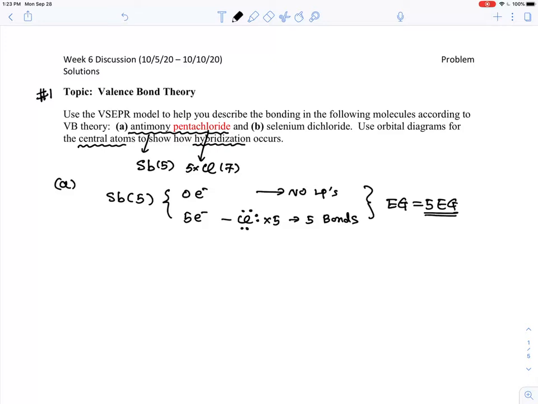When you have 5 EG, that means structure-wise, once again, a trigonal bipyramidal structure. But let's just focus on the question here, which is what kind of hybridization. 5 means sp3, that so far is 4, and d hybrid. So that's what that means.